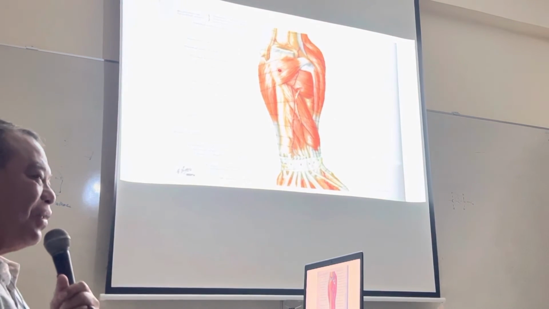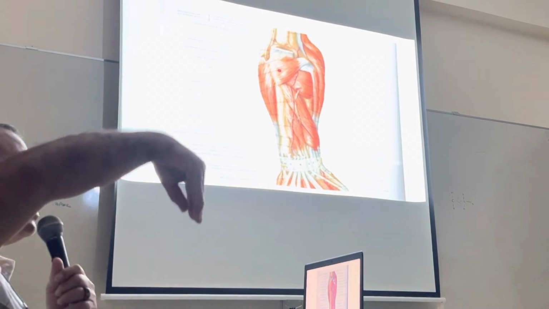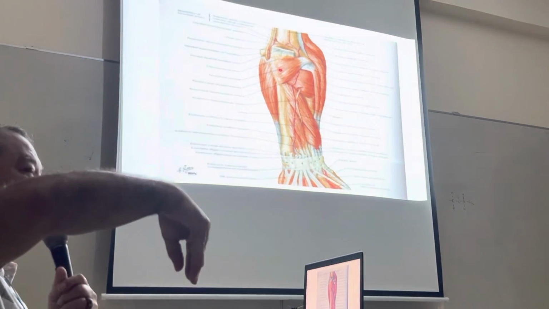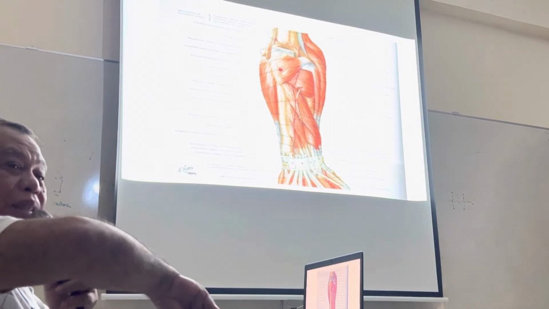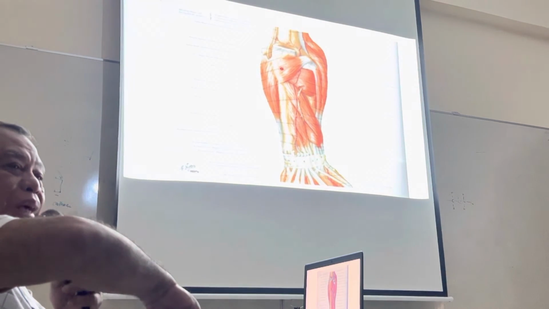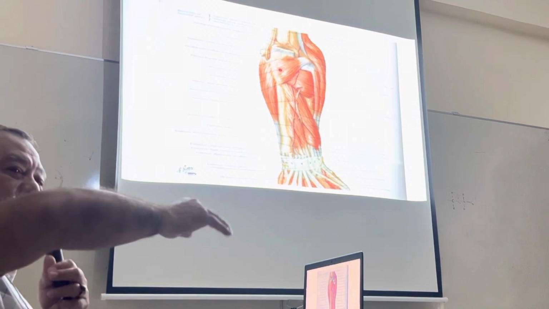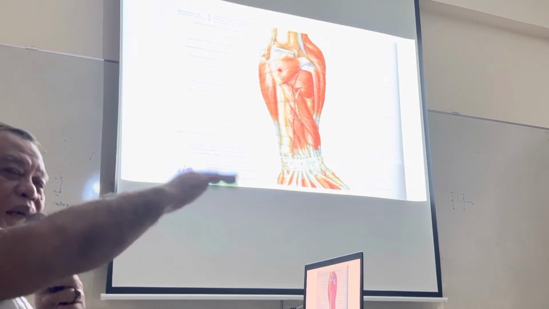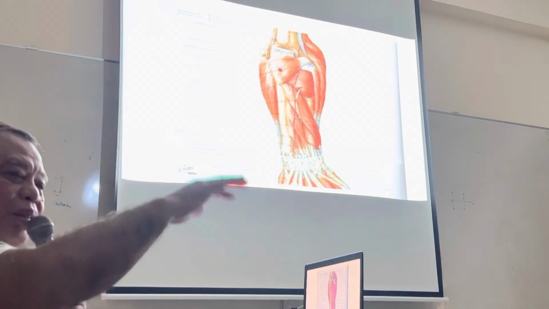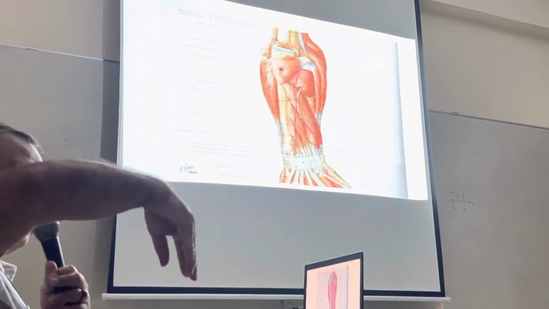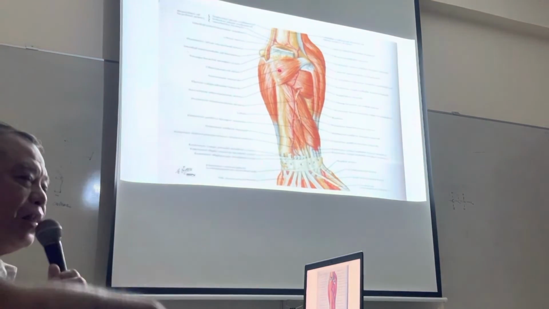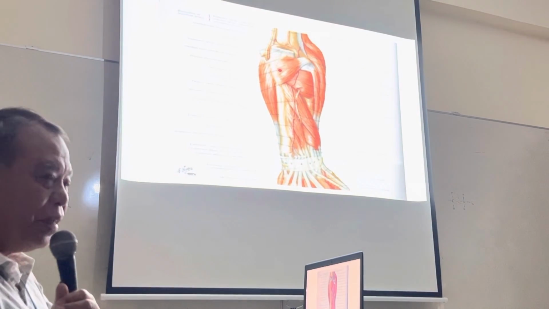Okay, so why wrist drop? Because all the action of the extensors, the extensor group of muscles, is paralyzed. So they cannot extend the wrist. So firme lang yan nakagulong. Yan ang wrist drop. The radial nerve.